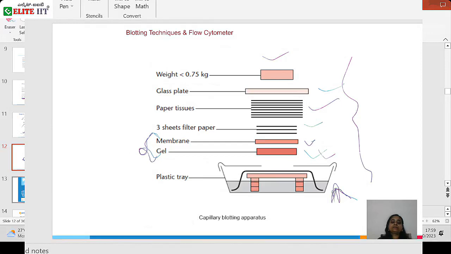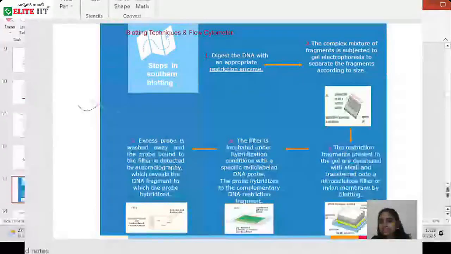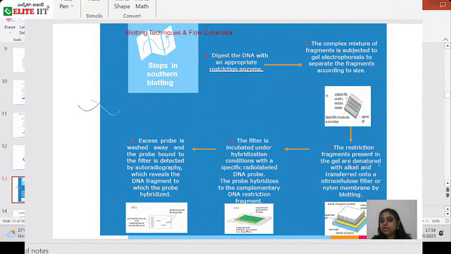Now in this case, same thing is given in a different way. New thing, one step is involved here, that is the restriction fragments present in the gel are denatured. So alkali treatment is given here. Alkali treatment is actually done on the gel, and then it is transferred to nitrocellulose membrane. Okay, it's transferred onto a nitrocellulose filter or nylon membrane.